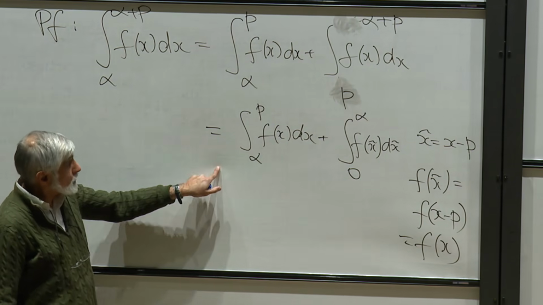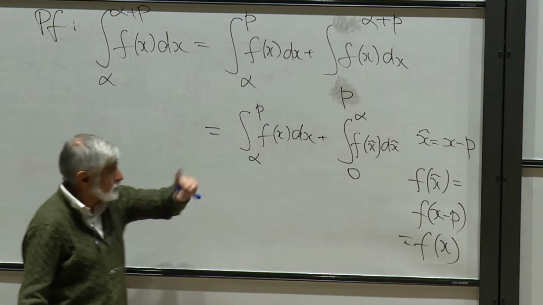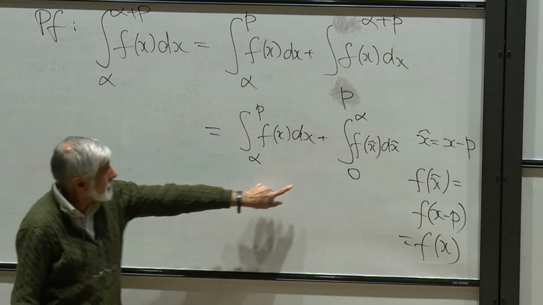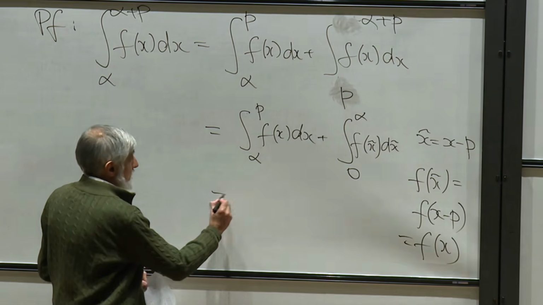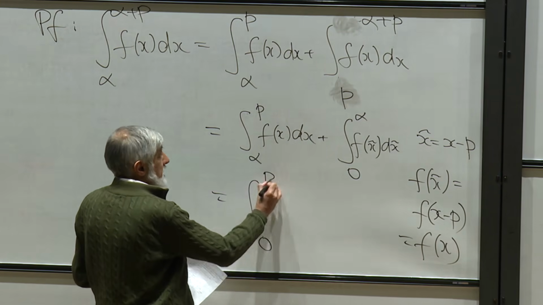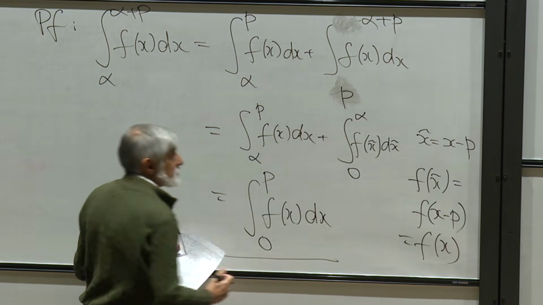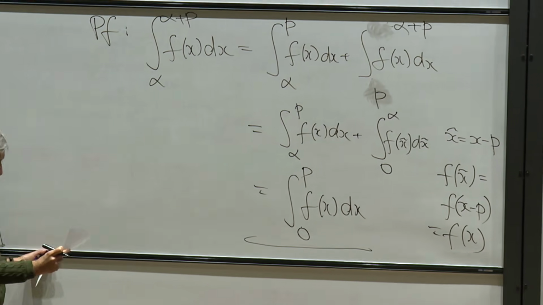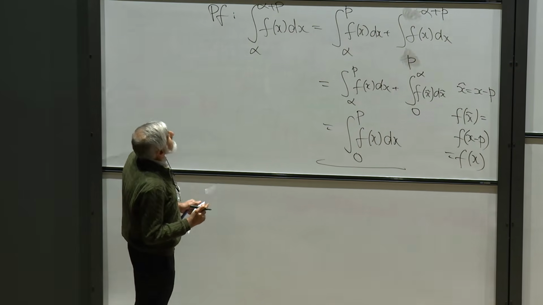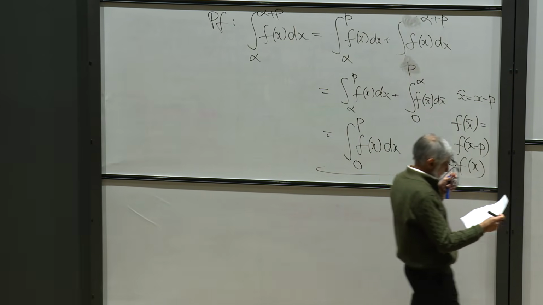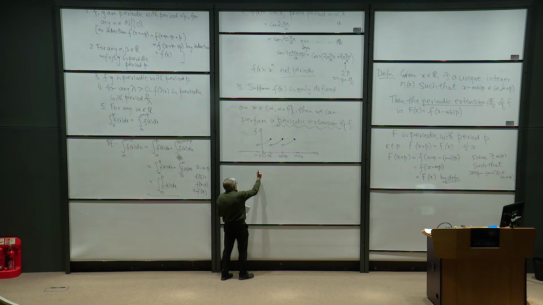Now look at this integral. This is just a dummy variable, so it doesn't matter what it's called. 0 to alpha plus alpha to p gives the integral 0 to p. So that's that. Okay. So now we're going to go and talk about odd and even functions.